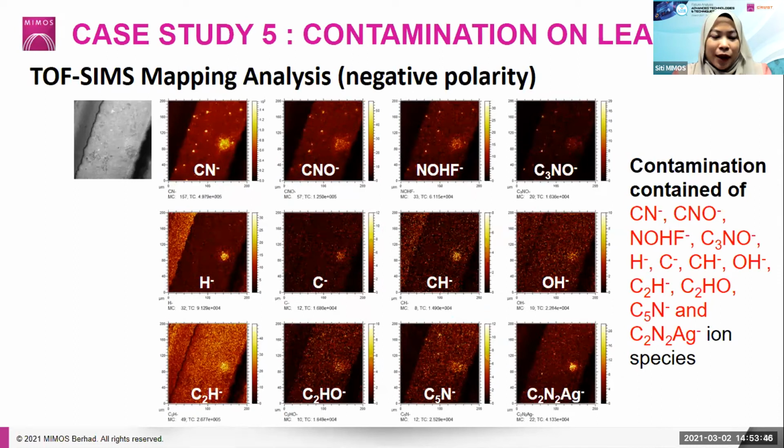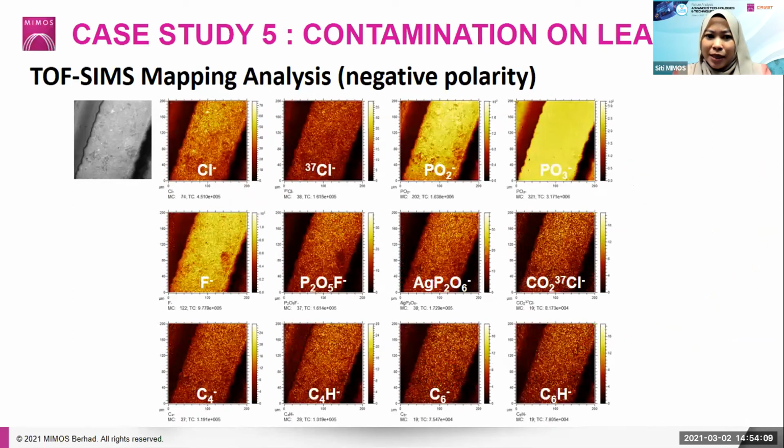Okay, and we can even have the data bar here. You can see that this data bar is in darker contrast, showing less count, and brighter contrast with higher counts. For this analysis, we can see many ion species that are related to these contaminants, as highlighted here. At the same time, we can also show some other ion species that have been detected on the sample surface but do not contribute to the contaminants. Okay, so these are some examples.